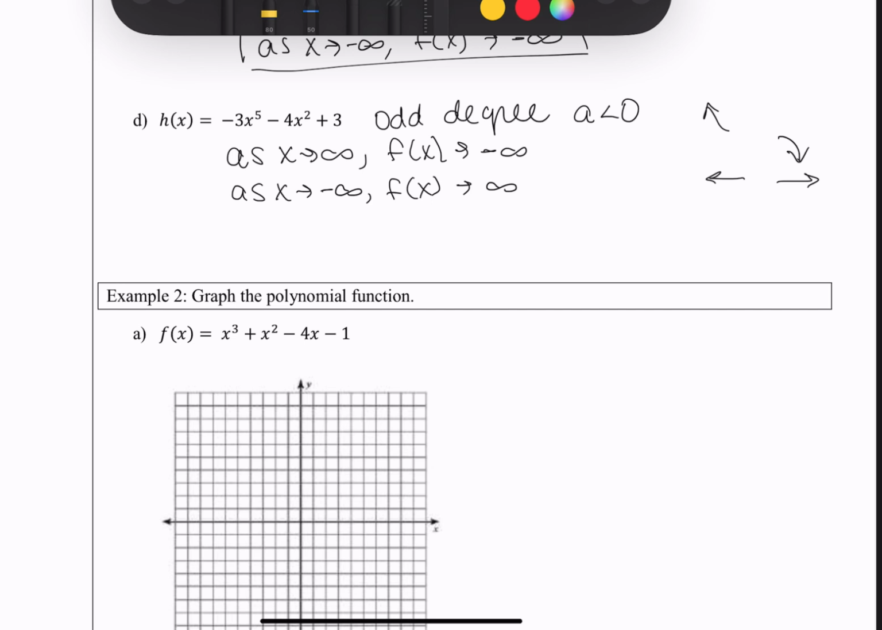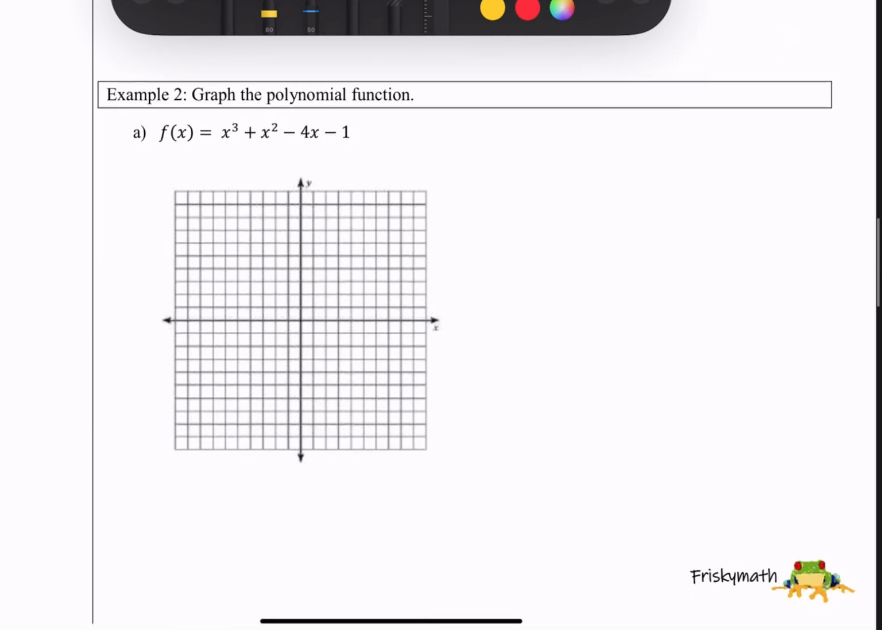Now let's use that information to help us graph these. These are not going to be perfect graphs. These are going to be enough of a graph to get the gist of what this thing looks like. You'll use a little bit more information that you know, but right now you're not going to be able to find all the x-intercepts. You're not going to be able to find all the critical points, and that's okay. Let's just do the best that we can to graph this using end behavior.